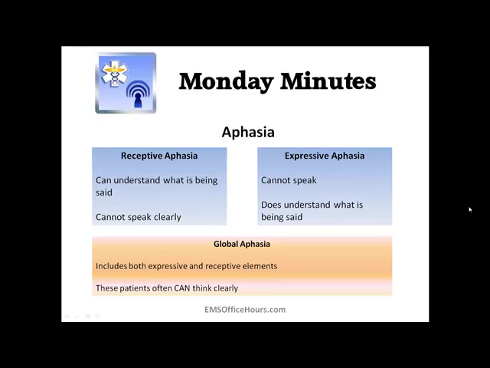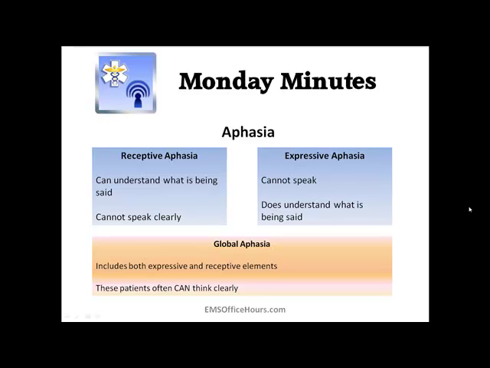Now, something you can do to determine whether the patient has this sort of aphasia is ask questions which you and the patient are going to know the answer to. The things we normally ask for alert and oriented questions, like who the president is, what year it is, things like that. Okay, if the patient can speak clearly but gives you incorrect answers, then he might be having this receptive aphasia going on.